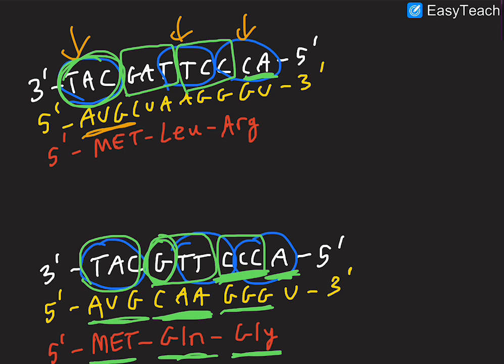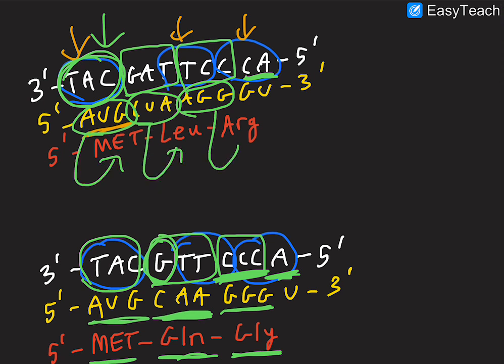If we see what TAC, GAT, and TCC will code for, we'll see it's different. When we translate this, we get this strand. We have AUG for TAC, that's the complement. Then for GAT, we have CUA. And then for TCC, we have AGG. So AUG codes for methionine, CUA codes for leucine, and AGG codes for arginine.